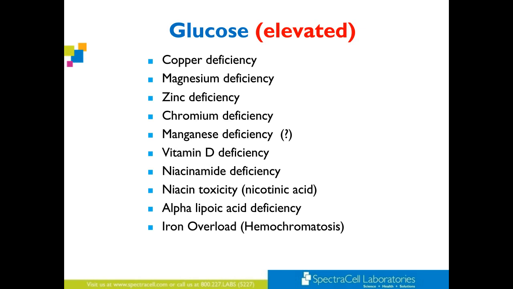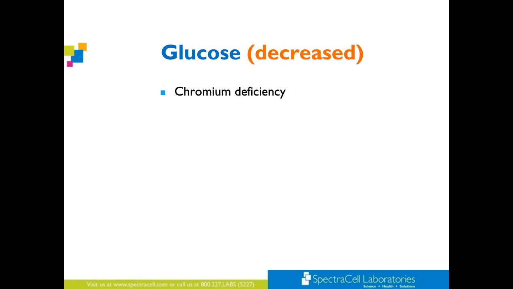Yeah, the 7th and 8th bullet, where you see a niacinamide deficiency could cause an elevation in glucose, and too much niacin or nicotinic acid could also cause an elevation in glucose. So depending on what form of niacin you use would determine whether or not it would be the causative factor. Decreased glucose, of course, we can see in chromium deficiency. We see that when people have reactive hypoglycemia.